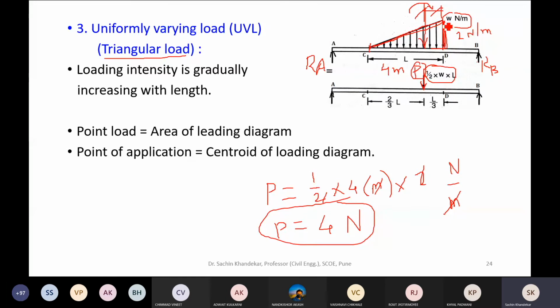h/3 above the base. So what should be this distance? This one is h/3. What is h? L/3. Here I have considered L as 4, which means 4/3 meter.